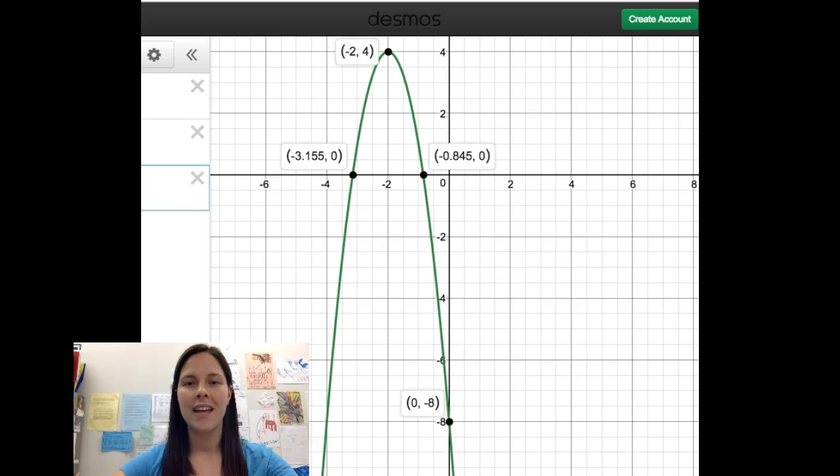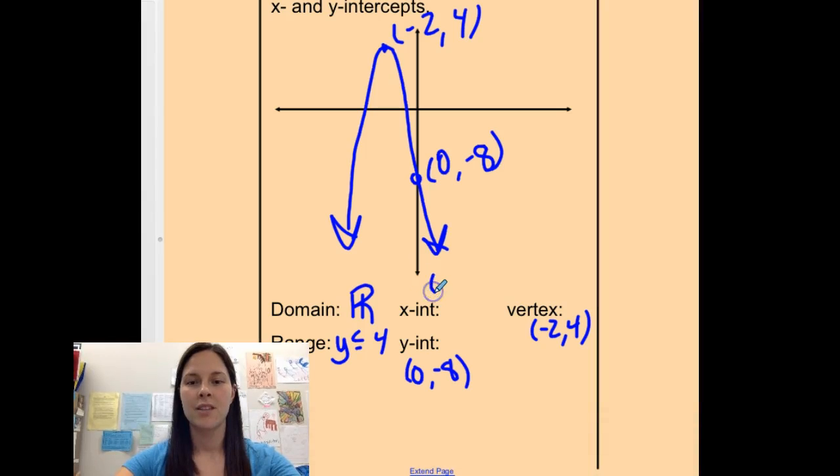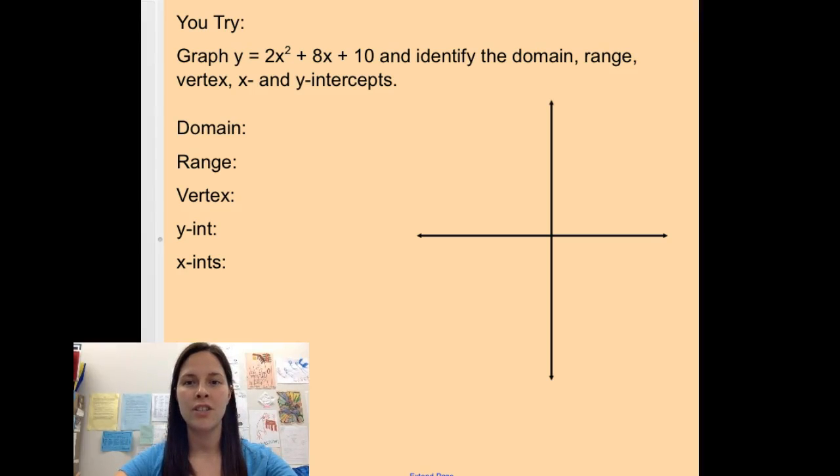-3.155 and -0.845. Again, those x-intercepts were -3.155 and -0.845. And you have one U-try question. Use Desmos to graph it and identify the essential information.